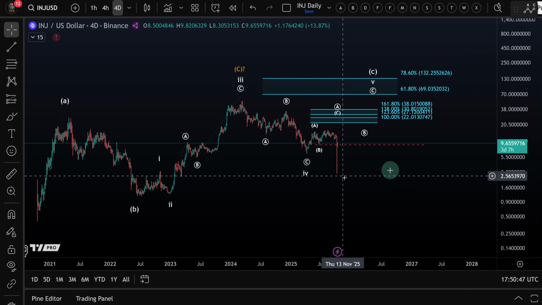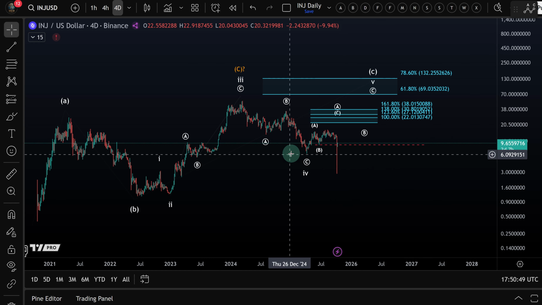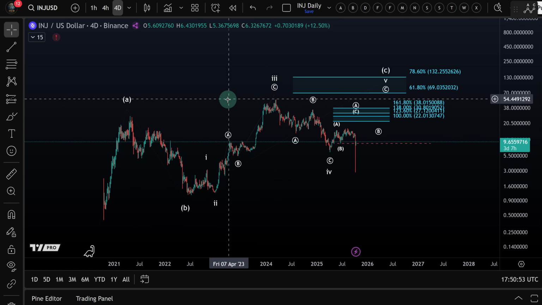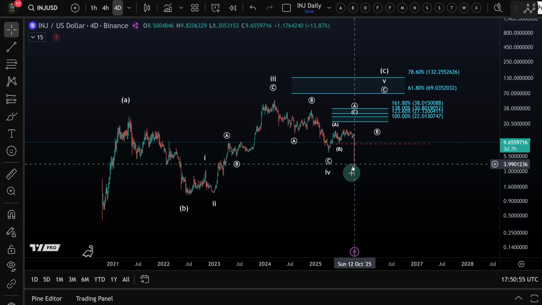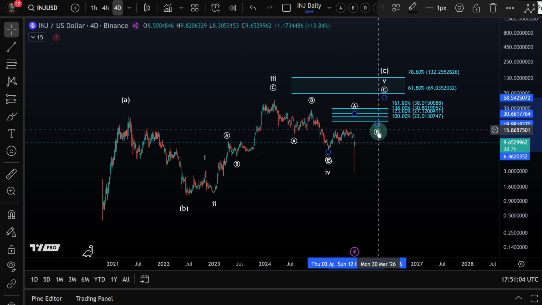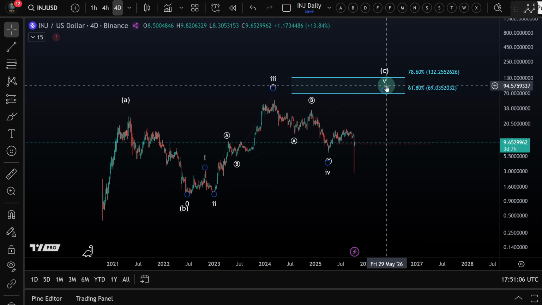So we need to make some changes to the Injective chart. This is obviously the larger time frame. I would say even though different exchanges show different low points here, for now I'm just going to adjust the chart according to Binance action, because this is what I used before. We have to make sure it's aligned.